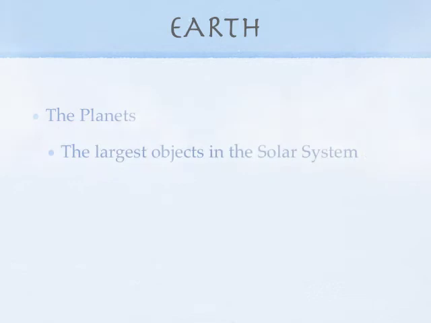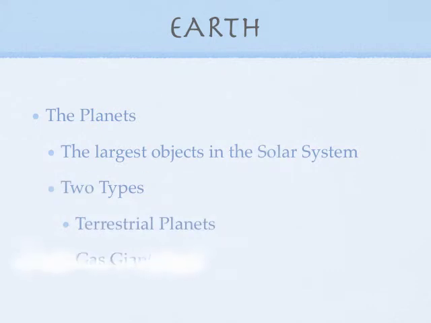Unit 1, the world. This is Chapter 2, the physical world. We start out with our own physical world, and that would be the Earth. We start out with planets. These are the largest objects in our solar system. We have two types, terrestrial and our gas giants.